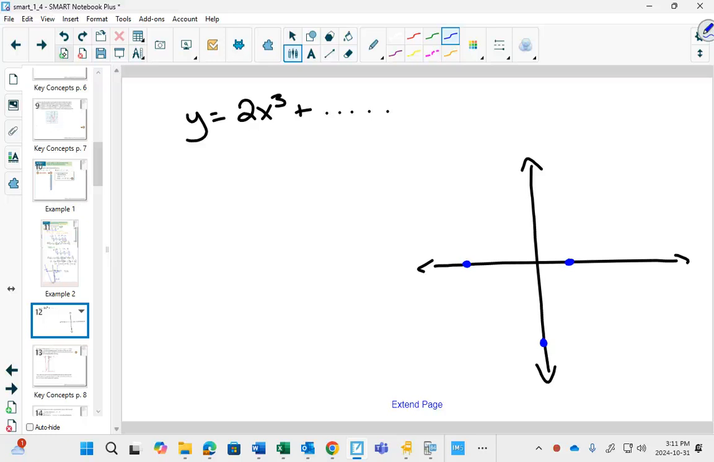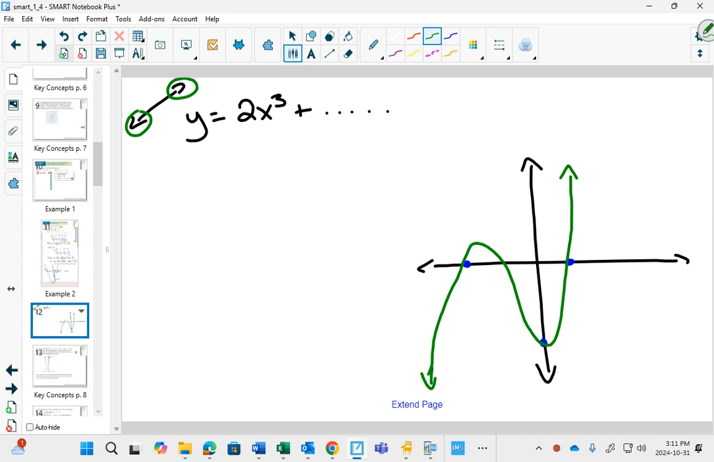Well, because it is a 2x cubed graph, you go, well, I know it has to do this for my end behavior. Okay? Right? There's my end behavior. How is this possible? I would have to start down here, right? Okay? I have to go through this one. Okay? And then I have to go through this one. And then I have to go through this one. How did I do?